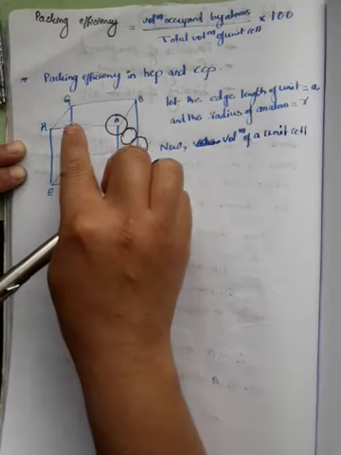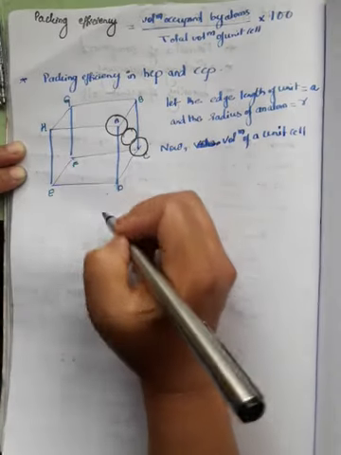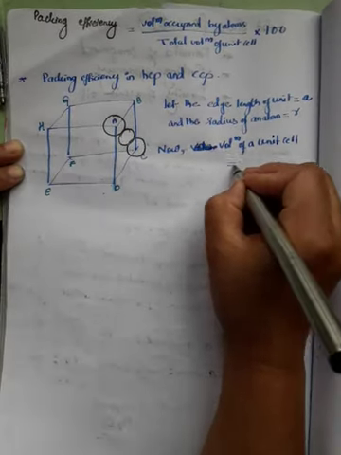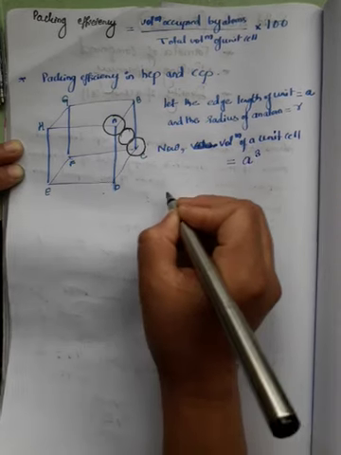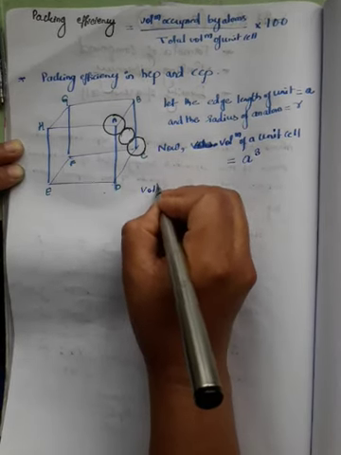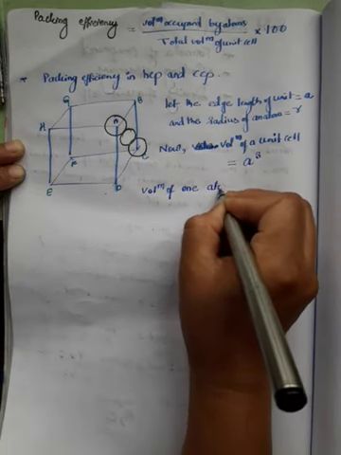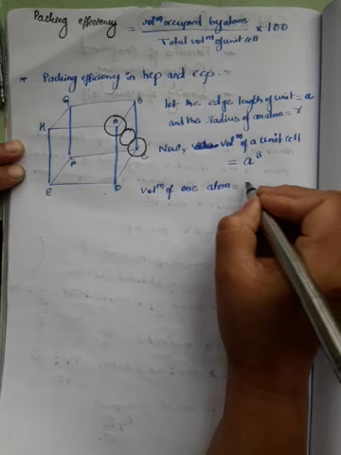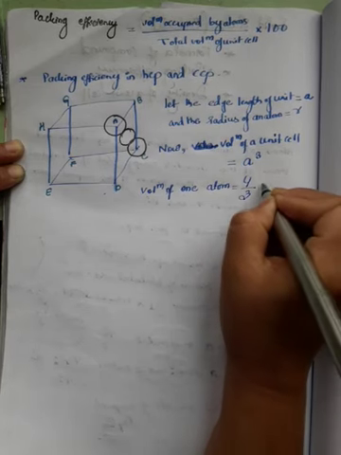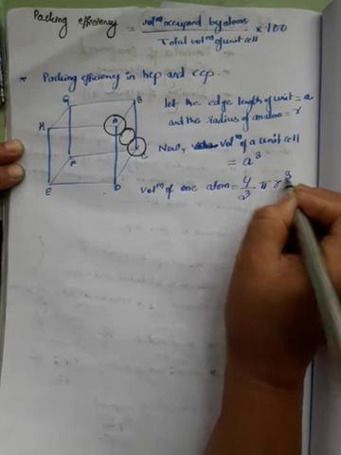So this is a cube, and edge length is a. Then the volume of the cube is a cube, right? Similarly, what is the volume of one sphere, the volume of one atom? It is a sphere, and the volume of a sphere is 4/3 pi r cube.